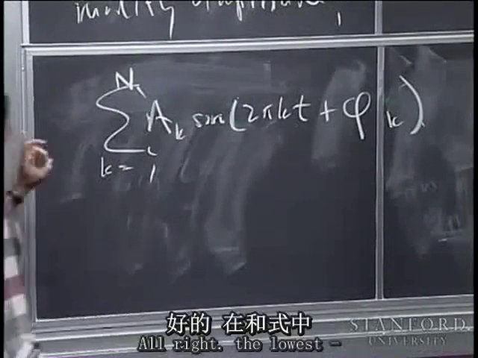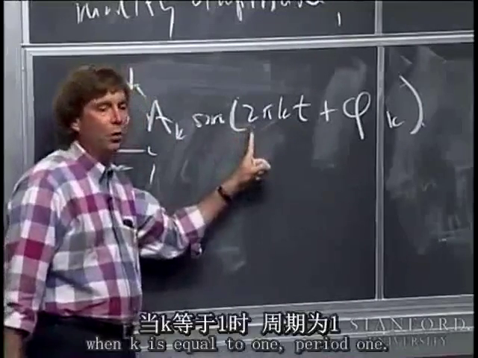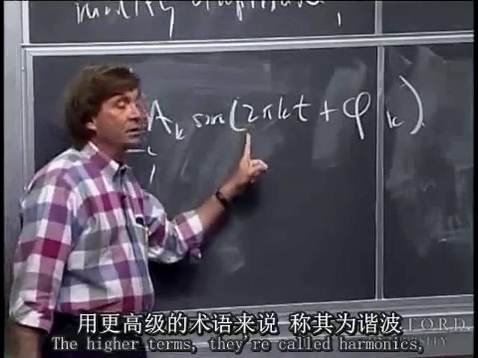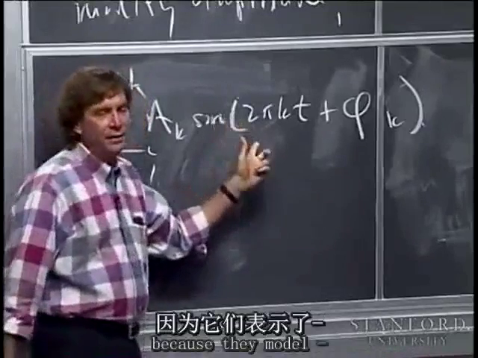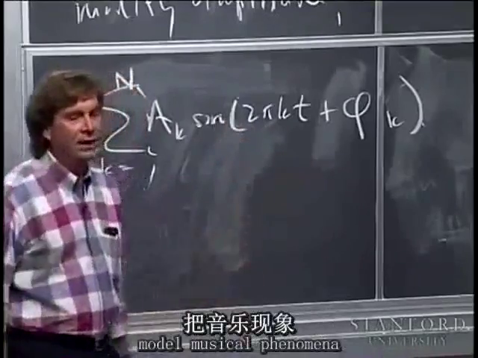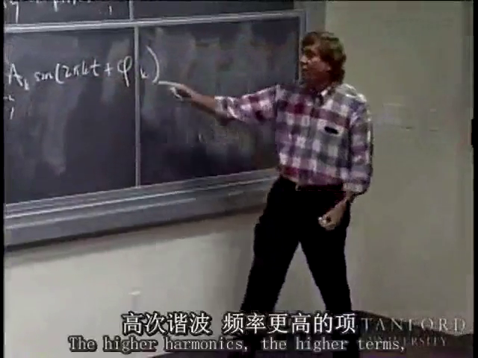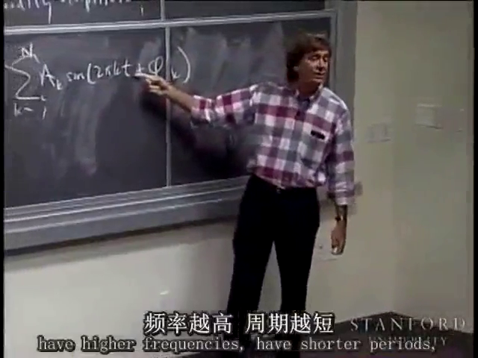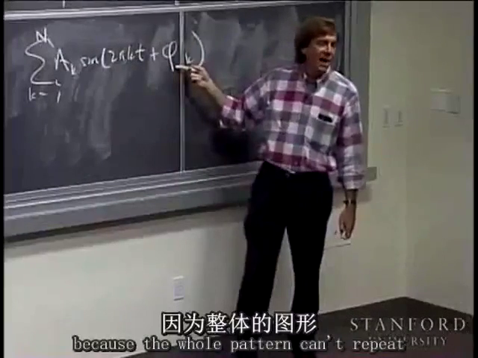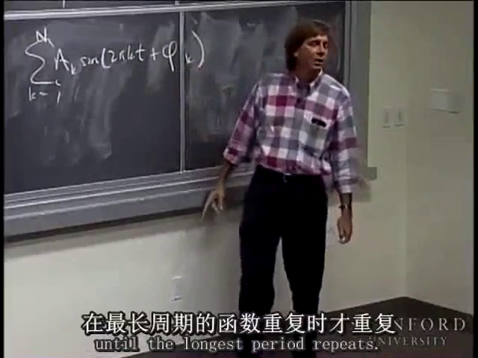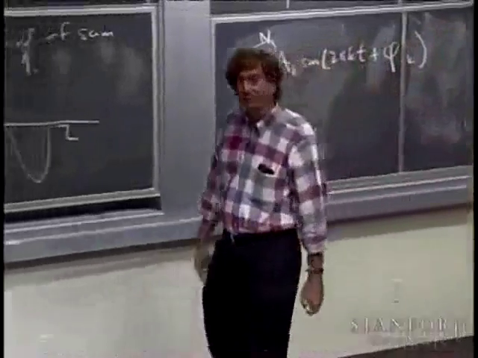All right? The longest period in the sum is when k is equal to 1, period 1. The higher terms, they're called harmonics because of the connection with music, and it's discussed in the notes, because simple sines and cosines model musical phenomena as a repeating pattern, musical notes. The higher harmonics, the higher terms, have higher frequencies, have shorter periods, but the sum has period 1 because the whole pattern can't repeat until the longest period repeats, or until the longest pattern is completed.